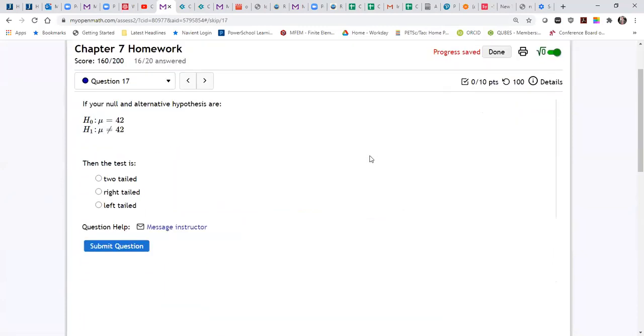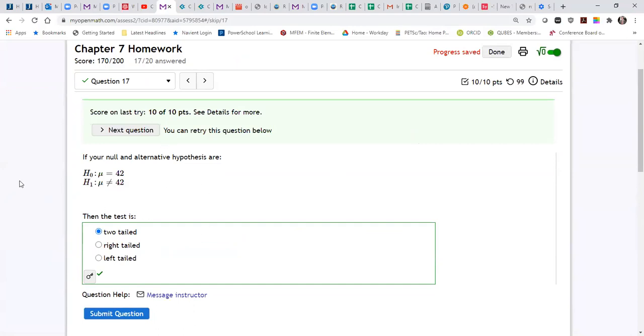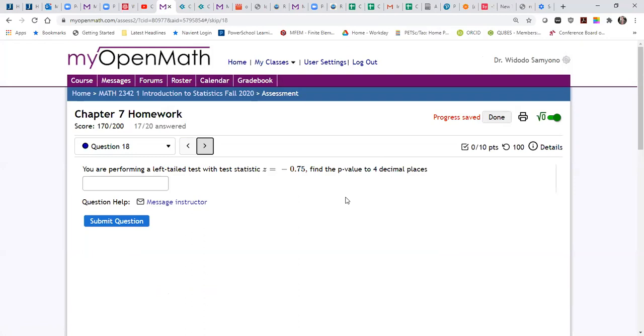Okay, so the next question. If you know this is equal to this one, then the test is two-tailed test, right? Easy. You should put this in the beginning of the problem, when we start with the hypothesis test for the mean, right? In this case, you already have the test statistic, so you just need to find the p-value, right? And the answer is left-tailed test. So simply for number 18.